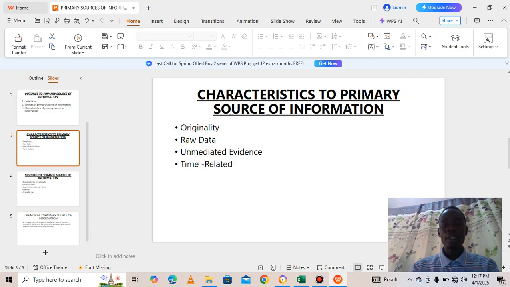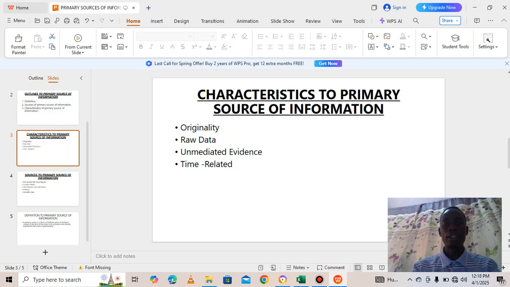So let's try to look at characteristics of primary source of information. One, they are original. Here they're talking about the originality. Primary sources of information are considered to be original. Why? Because they are picked from the point or from the view of the phenomenon happening. They are raw data. Why? Because they are got based on what's happening on the ground. They are unmediated evidence. Here it means that there's no medium whereby someone has to first transfer to someone. There's no media to transfer. Someone just sees it from the spot.